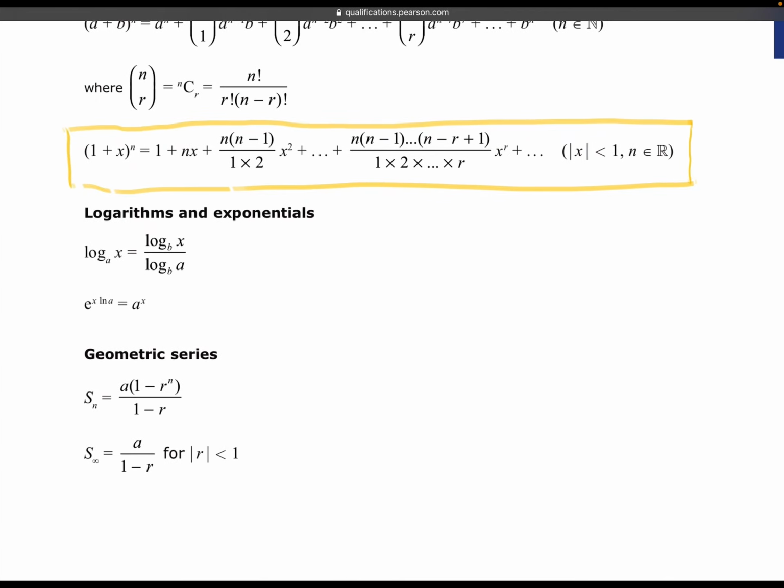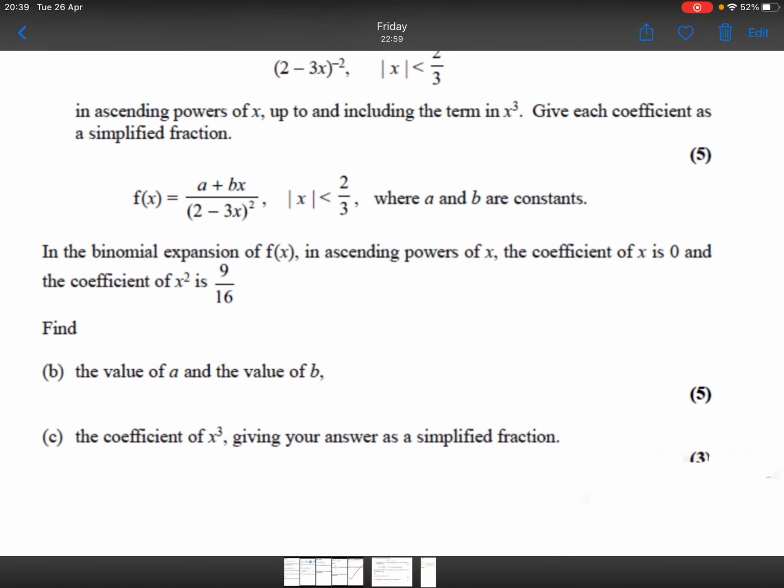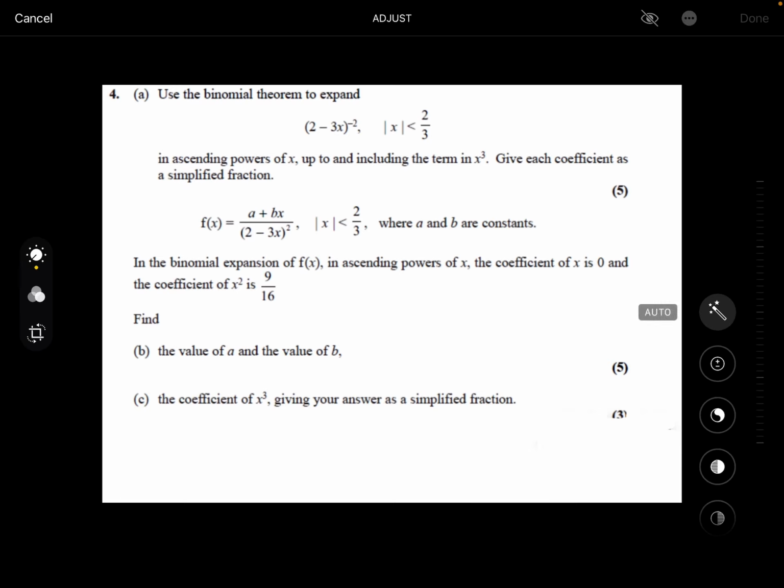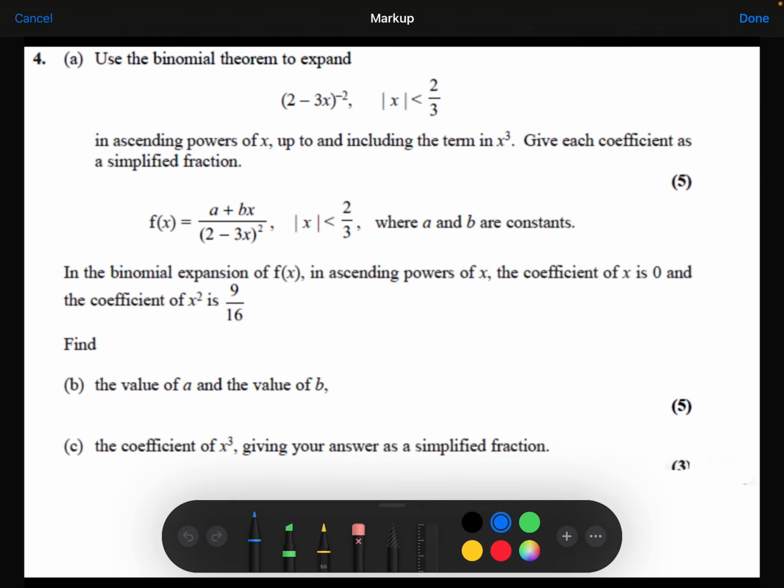This is what it shows in your formula booklet. So 1 plus x to the power n is 1 plus nx plus n times n minus 1 over 1 times 2 x squared, and so on. Right, so we have to rewrite our expansion as 1 plus x to the power n. So that's our first job here. We need to rewrite this so it has a 1 at the front, not a 2.